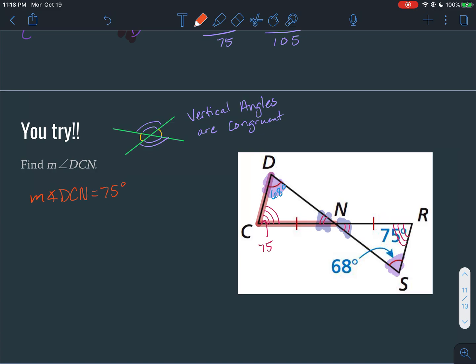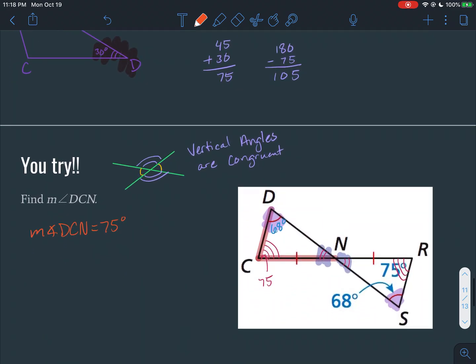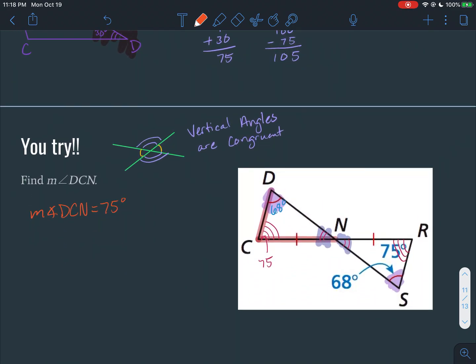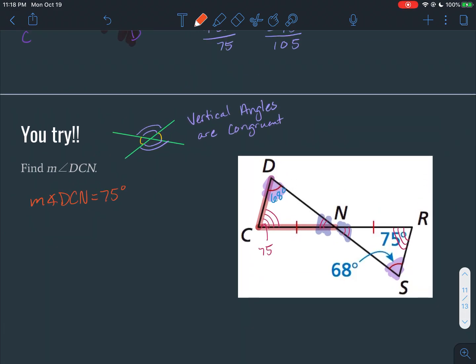All right, so that's the third angles theorem. It says if two angles from one triangle are congruent to two angles from another triangle, then you know that the third angles are also congruent. You also got to remember vertical angles are congruent. Can't do brain dumps in geometry. Everything builds on itself.